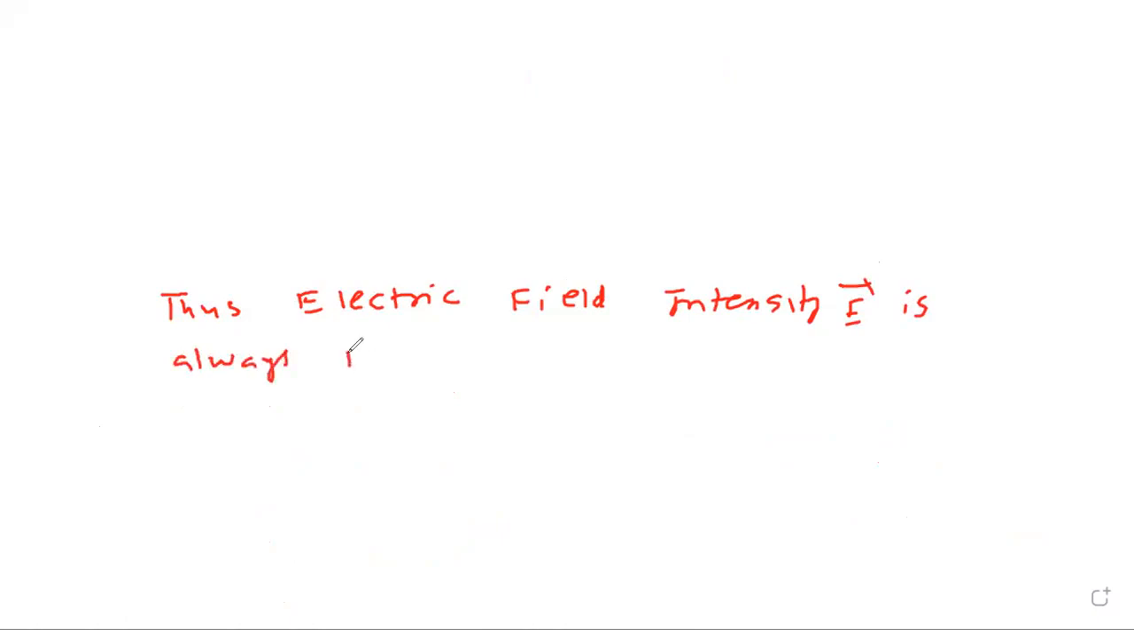Thus, electric field intensity E bar is always normal to the equipotential surface. Electric field intensity is always normal to the equipotential surface.